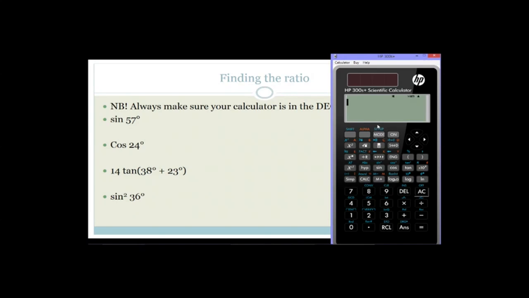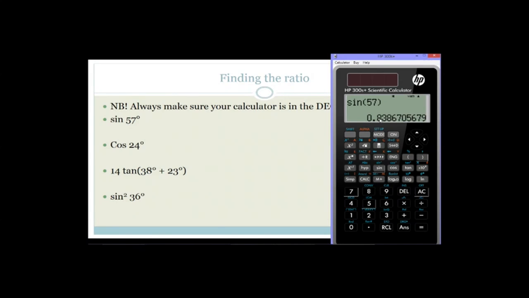Okay, so let's do sine of 57 degrees. It's very easy. It doesn't matter what calculator you're using. You press sine of 57, close the bracket, equals, and then it's 0.83867705679, etc. Now, obviously, we don't want to write all this out. 90% of the time they'll tell you to round off to two decimal places.